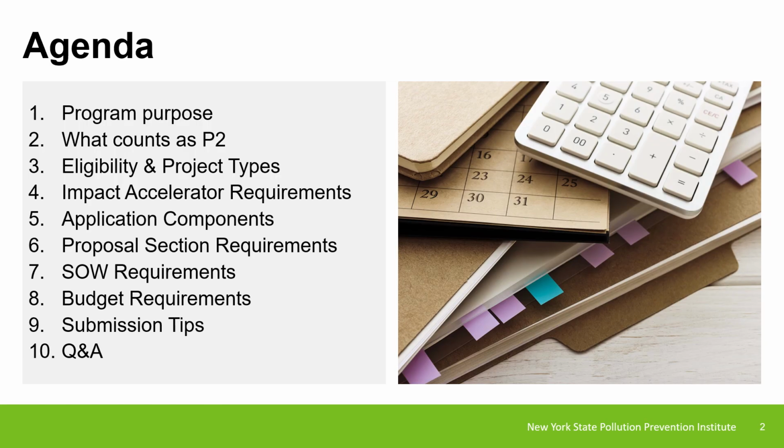Here's the agenda. We'll start with a quick overview of the program, then walk through what pollution prevention means in the context of this RFP. We'll cover eligibility, project types, requirements, and then spend most of our time on the three core application components: the proposal section, the scope of work, and the budget. We'll wrap up with submission tips.